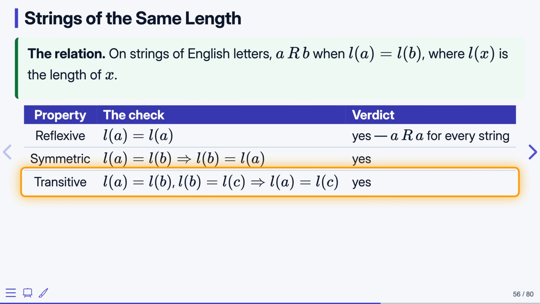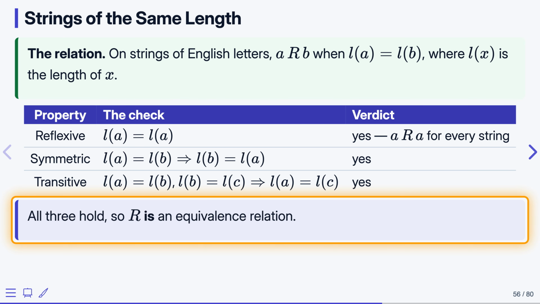Transitive. Suppose the length of A equals the length of B, and the length of B equals the length of C, then the length of A equals the length of C. All three hold, so this is an equivalence relation.